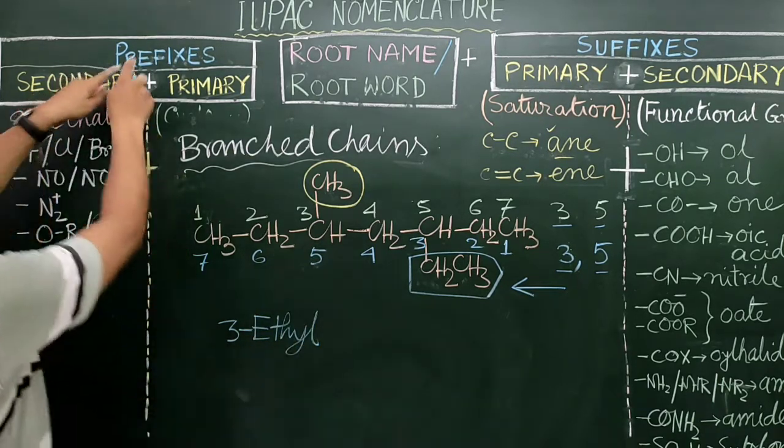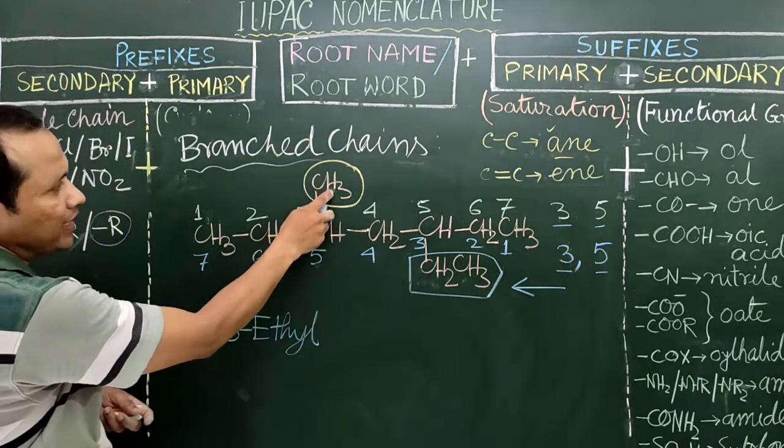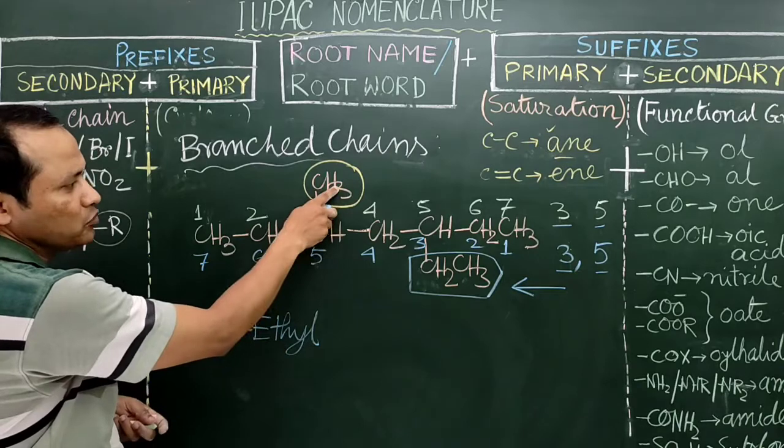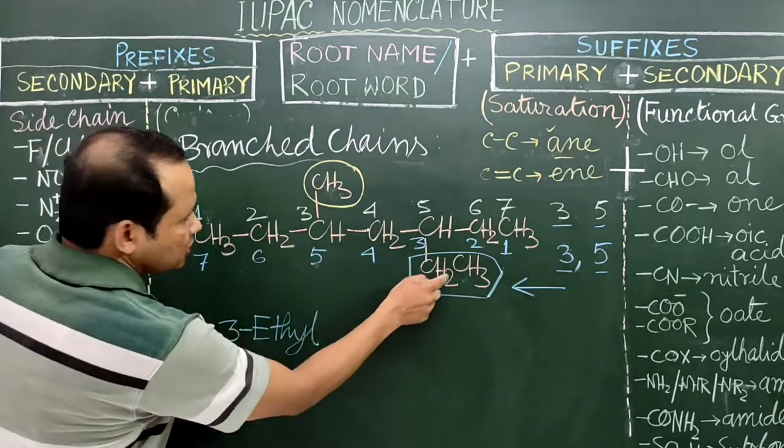This is one of the prefix. Now another prefix is there. This is also an alkyl group. This is an alkyl group. This is an alkyl group. Both will come in this portion. So 3-ethyl for this one.